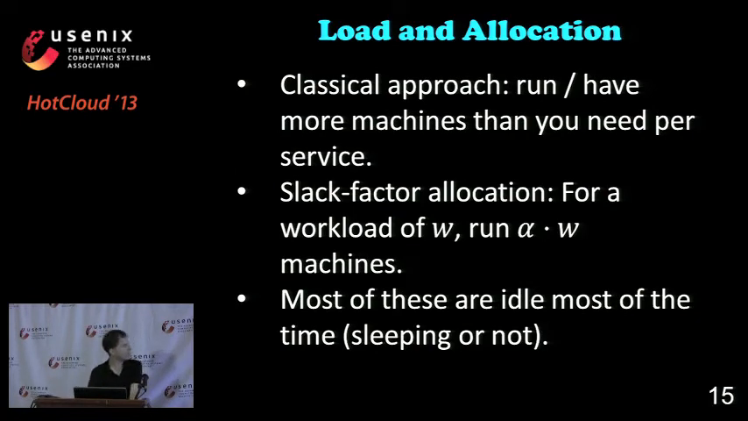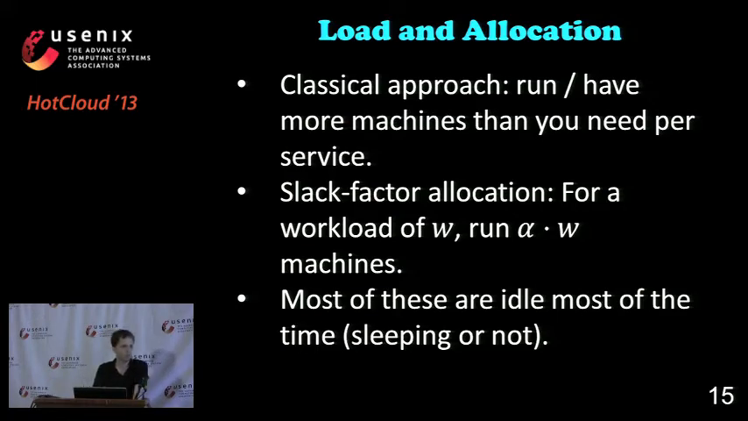So, like I said, the classical approach, we run more machines than we need per service. Most straightforward approach is what we call slack factor allocation. You have a slack factor we denote by alpha, and if you have a load of W, meaning you need W machines to handle your load, then instead of allocating W machines, you allocate alpha times W machines.